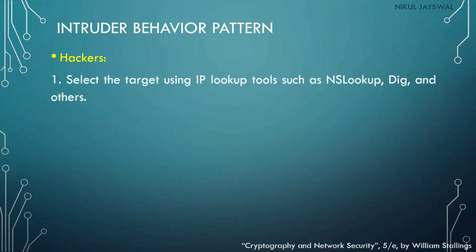So there are several behaviors of the hacker. The first is to select the targets using IP lookup tools such as NS lookup, dig, and others. Normally hackers use different types of IP lookup tools to identify the IP address range of the corporate network or internal network. So they may use different tools like NS lookup, dig and other tools.